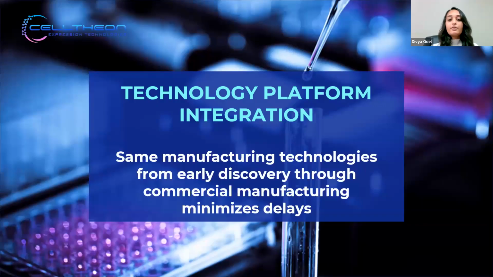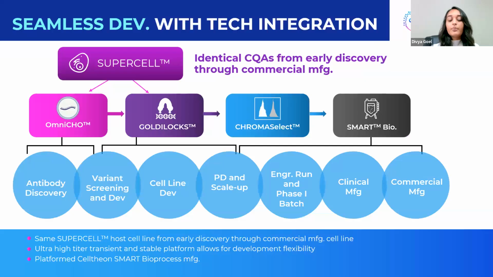But at a high level, with the Celltheon Smart platform, we really wanted to make sure that it was robust and holistic so it could offer a solution for that technology platform integration issue that I mentioned earlier. So at the top of this technology stack in the development lifecycle, we have our supercell host cell line, which is a CHO-K1 derived host cell line that we've optimized for certain unique critical quality attribute expression. So the advantage of using the Celltheon Smart platform is that we've developed two systems that can enable early discovery through late stage manufacturing using our same host supercell CHO-K1 cell line.